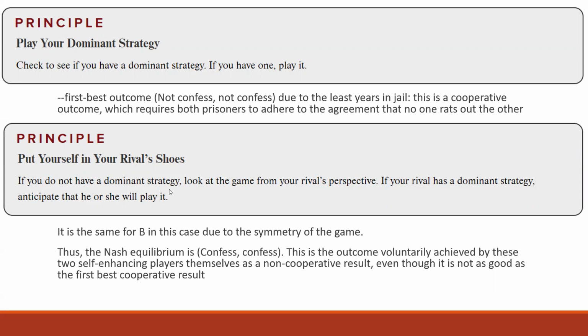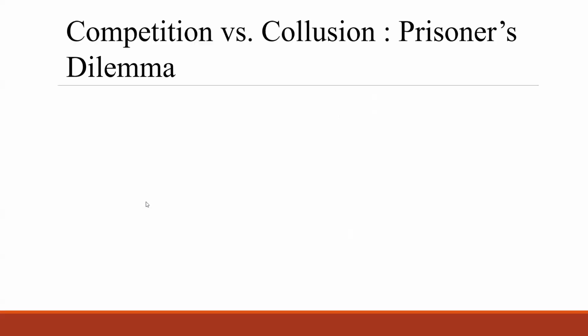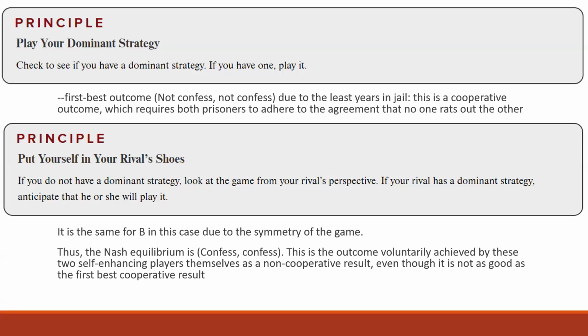Now, if you don't have a dominant strategy, look at the game from your rival's perspective. If your rival has a dominant strategy, anticipate that he or she will play it. And here, as you can see, in this prisoner's dilemma, in this game theory, in this oligopoly setting, we should always be looking over our shoulders and at least speculating what our rivals are going to do, and then make our best choices correspondingly.